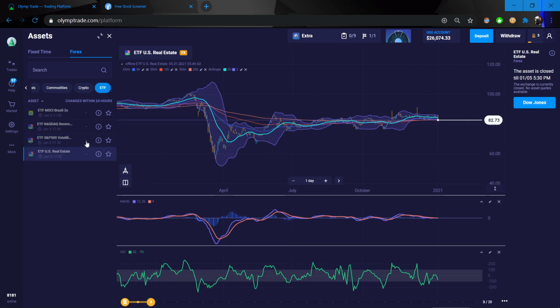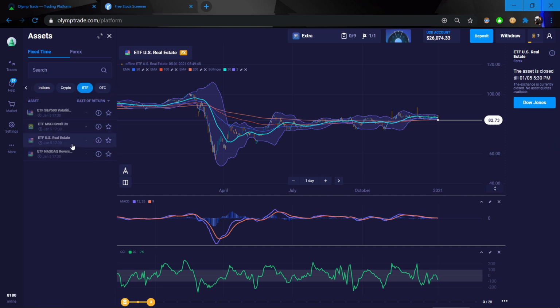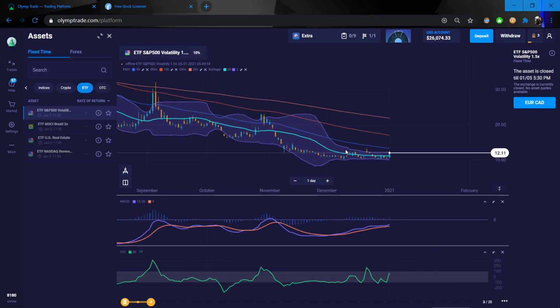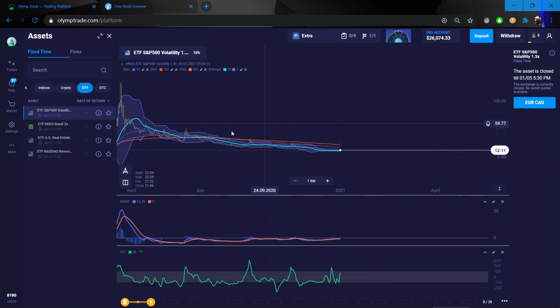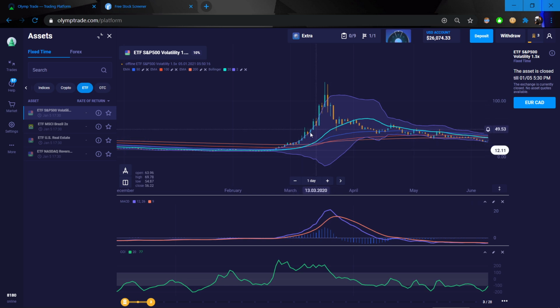Now, the ETFs that we have available on the Forex platform and the fixed time platform are very specific. The ETF we have here is a volatility index of the S&P 500. As the S&P 500 grows, this index usually falls. When there's a huge market commotion, flight of capital, or some sort of force majeure situation, like we had in April with the coronavirus, this exchange traded fund shoots up severely. So that's what this is.